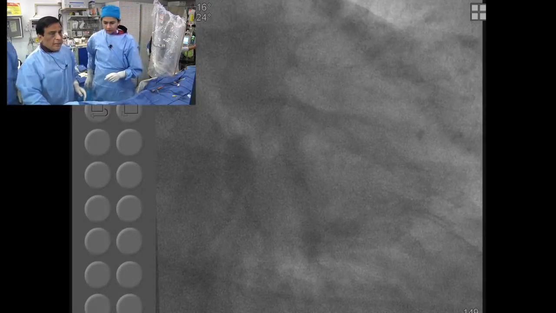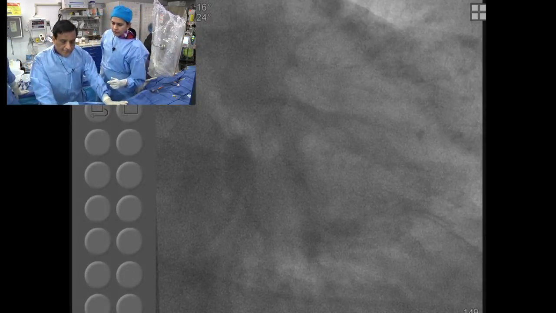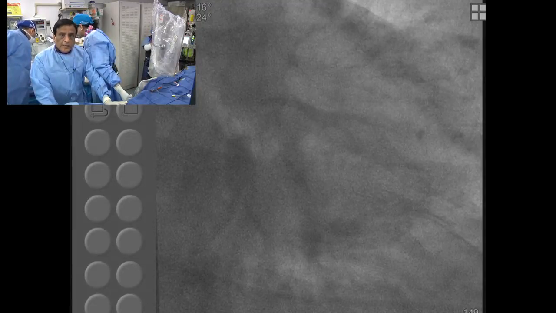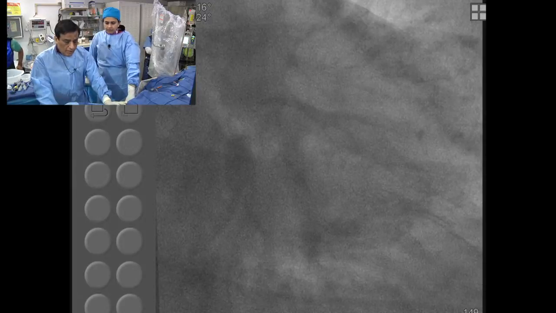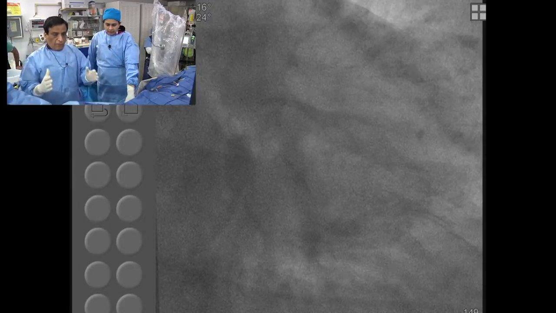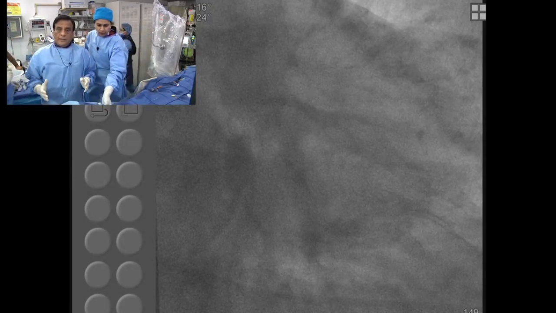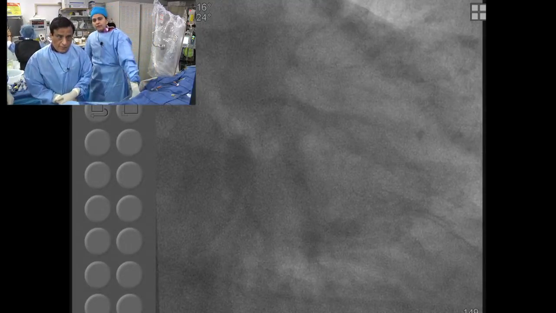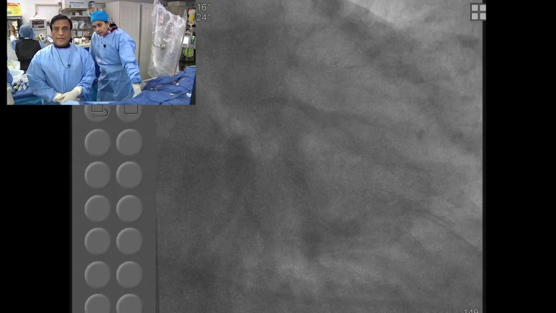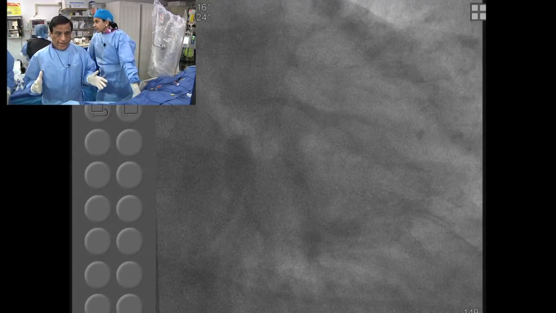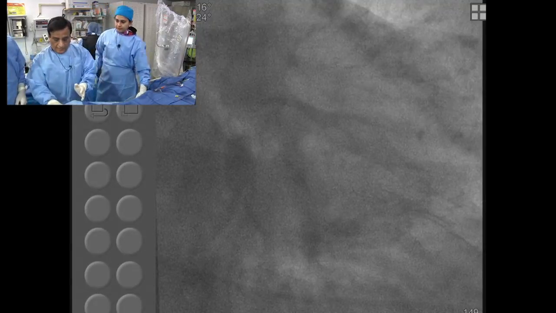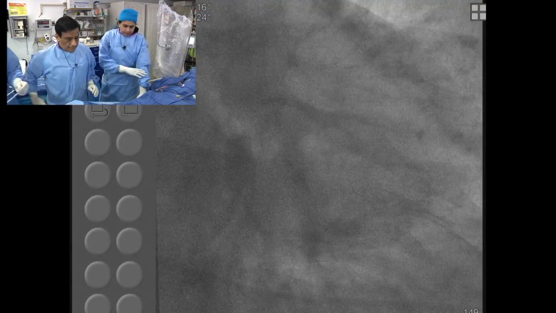Coming back to the point of appropriateness, the key is that, of course, nothing is perfect, and there will be cases that will not fall into any of the criteria. The key point of the appropriate use criteria is at least to give you guidance on whether you are in the right direction or not, and that is the key.